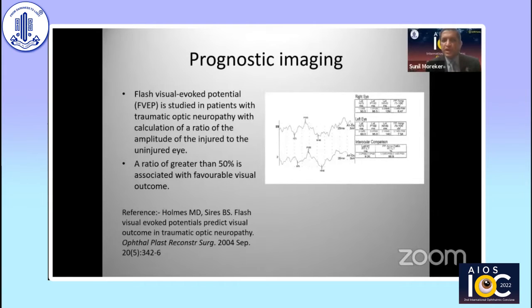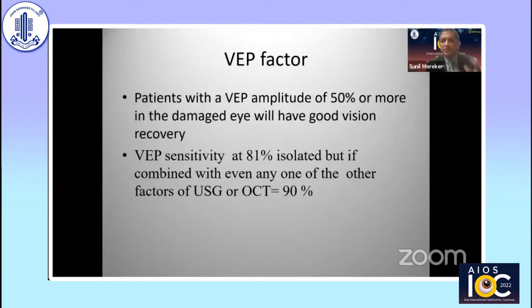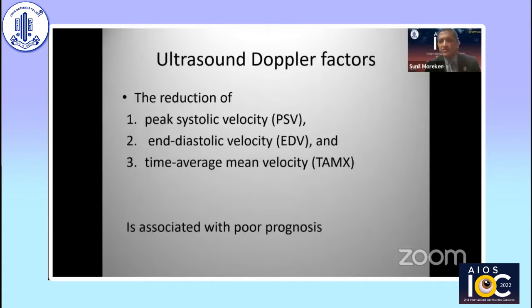There are certain investigations that you need to do. You need to do a flash visual evoked potential and study it in traumatic optic neuropathy. A ratio of greater than 50% is associated with a favorable visual outcome. The VEP sensitivity is 81% if looked at in isolation, but if combined with other factors, even USG or OCT, it can be up to 90%. In USG color Doppler, a reduction of peak systolic velocity, end diastolic velocity, and the mean is associated with a poor prognosis.